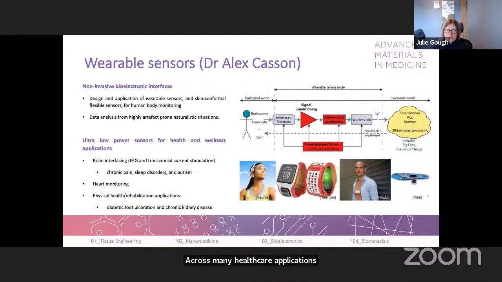So we've got things like non-invasive interfaces. We've got things for looking at chronic pain and sleep disorders and autism. So really flexible, wearable bioelectronic interfaces. And some of these can be almost tattooed onto the skin, and there are many different applications of these devices.